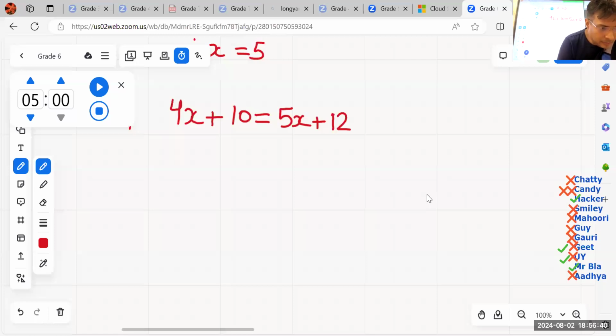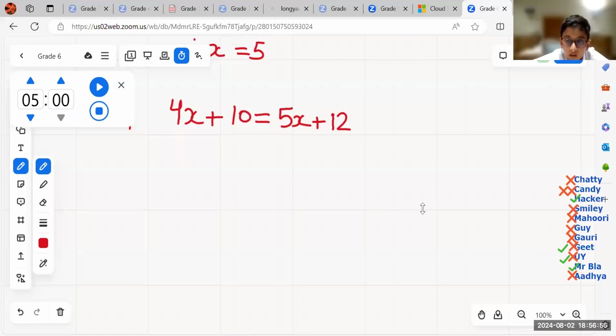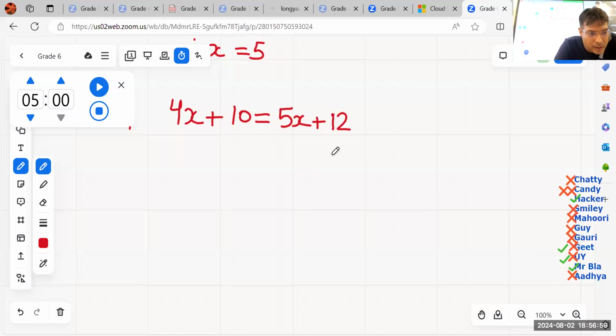Miss Geetal, Gauri, Candy. Guys, so you know linear equation is a part of algebra. Everyone knows that. Zapman and Gauri come back. Yes, sir. Everyone come back, guys. Gauri, Smiley.